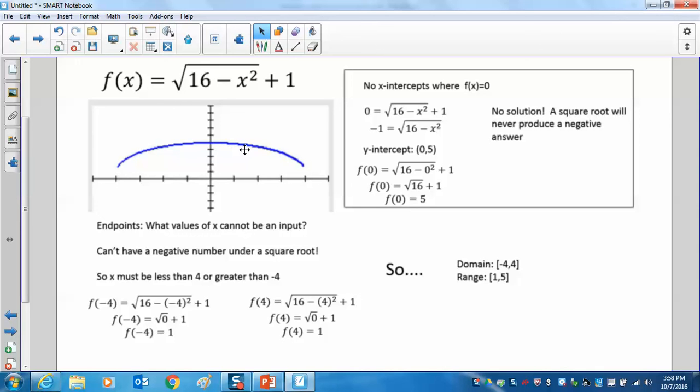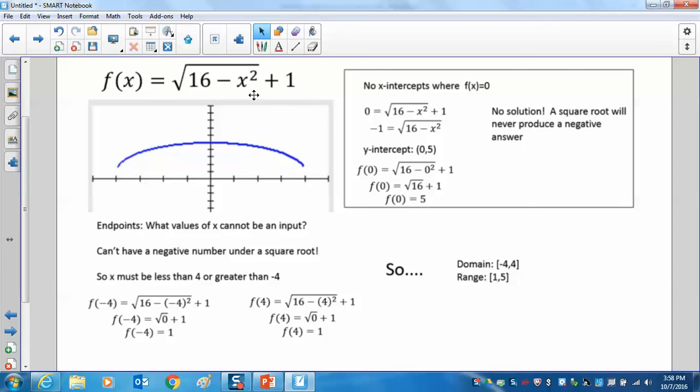That's our y-intercept. If we were thinking about these endpoints algebraically, we need to ask ourselves, are there any x values that we're not allowed to plug in? Well, we can remind ourselves that you can't have a negative number under a square root. So there are definitely going to be some x values we can't plug in. We need to ask ourselves, what x value would I have to plug in to make the number under the square root negative? And let's think about it.